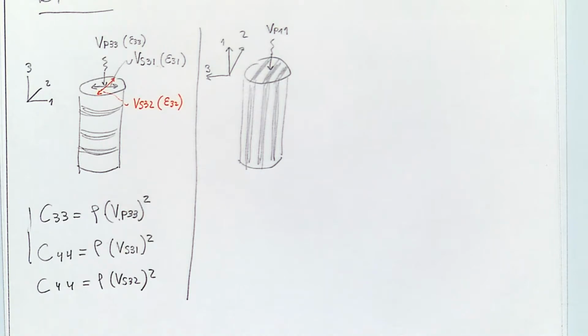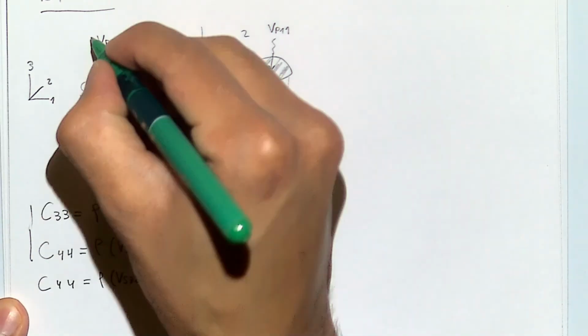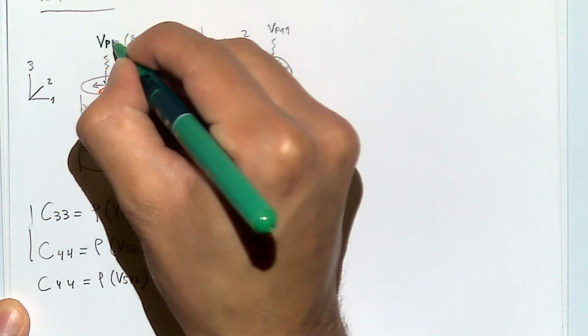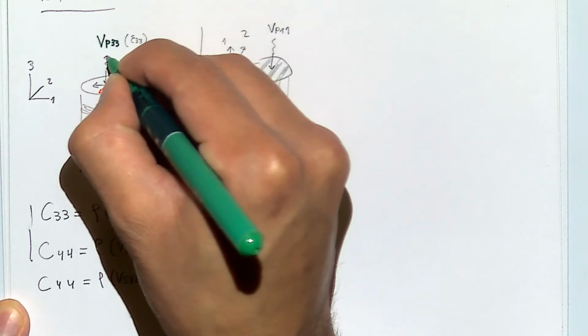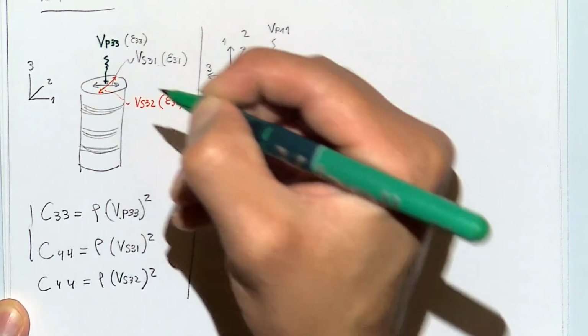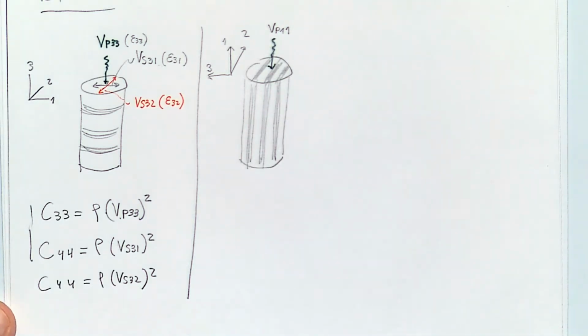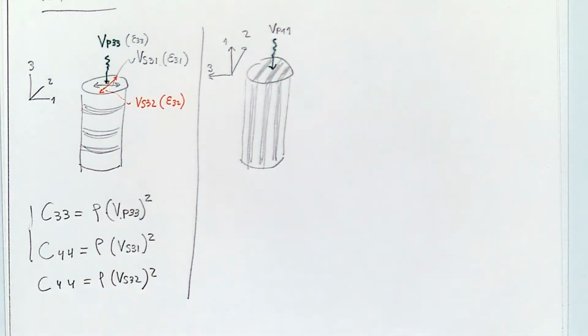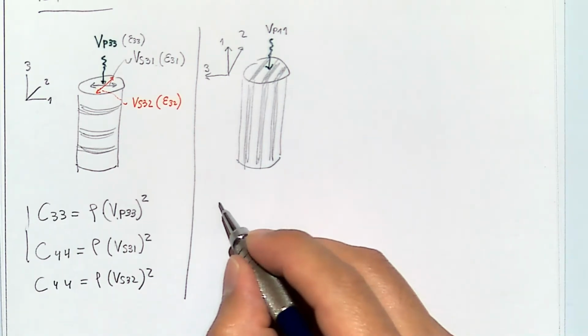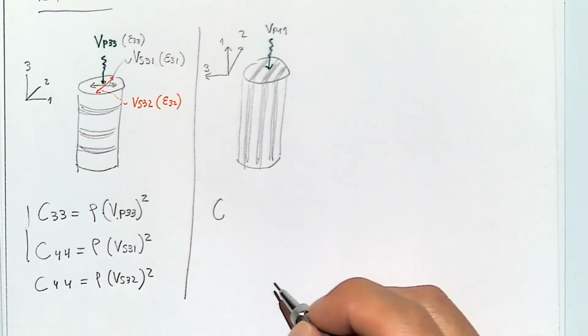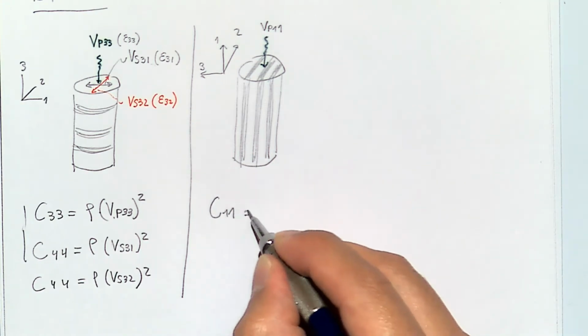Let me see if I can apply some colors here so this looks nicer. VP. All right. I'm not going to show you the matrix now, but I guess that you already know by now which parameter I am going to get with VP11. C11.